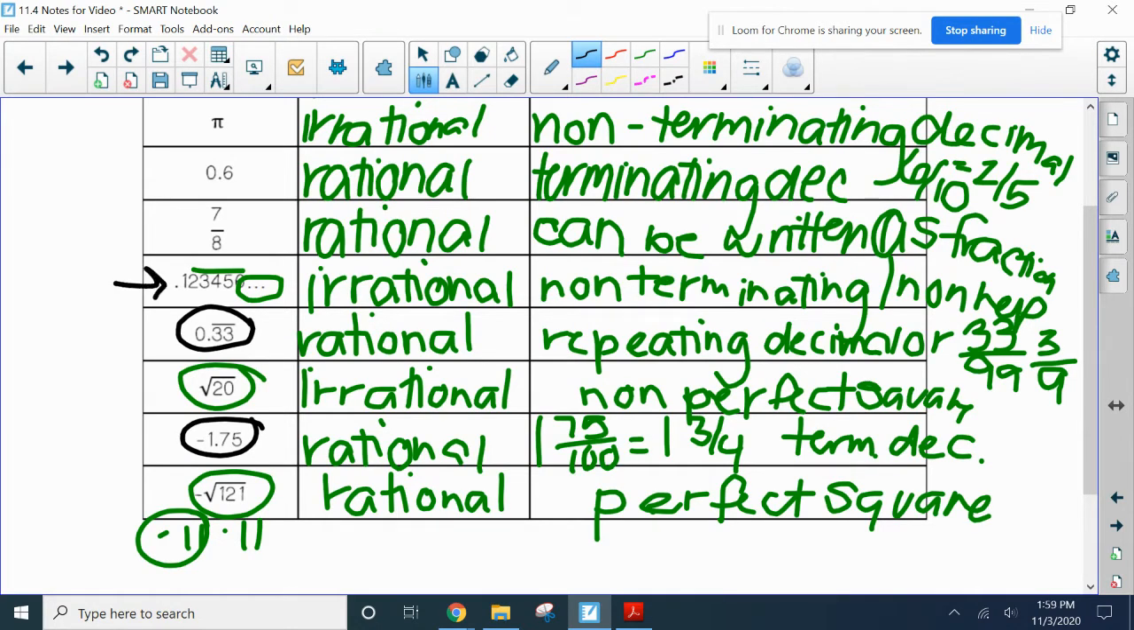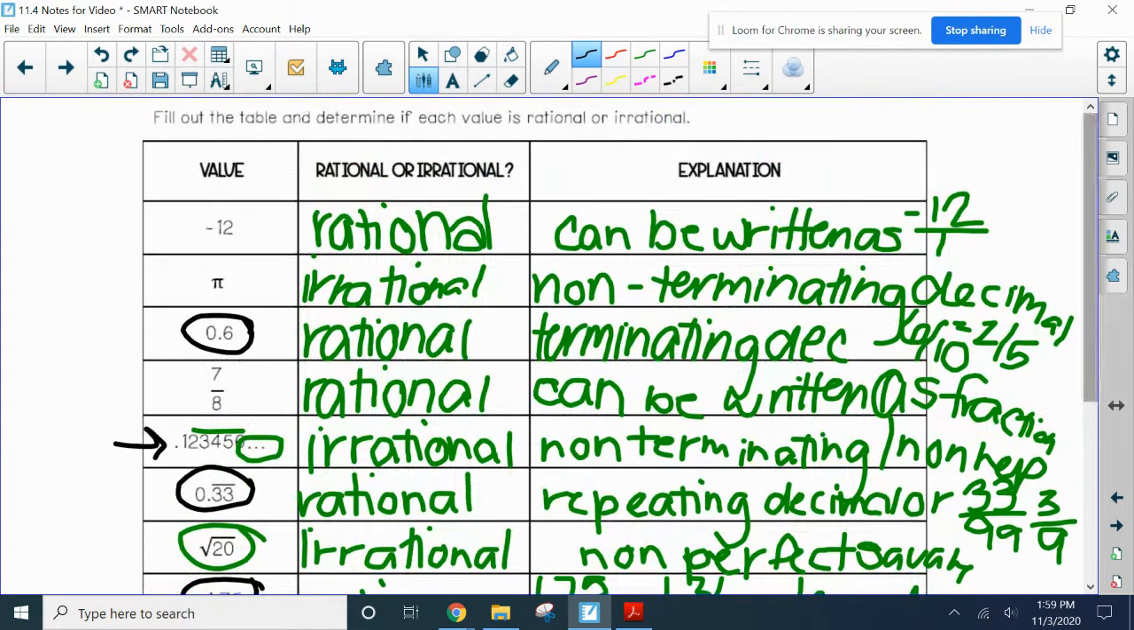This number doesn't end, so it's irrational. 7/8 is already written as a fraction, and that is one of the factors of a rational number, so rational. This is already a decimal. Decimals can easily be turned into a fraction, so obviously it's rational. Pi is the most common irrational number. So 9 times out of 10, you guys get that right. And this is just a regular negative 12. It can be written as 12 over 1, so it can be written as a fraction, right?